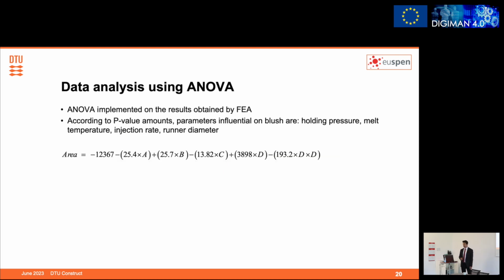Yes, and as a result of the statistical analysis that we did, we get this prediction equation, which can help us to predict the area of blush defect without doing a simulation. It's not that accurate. The accuracy of this equation is almost 75–80%, but still good. A is melt temperature, B is injection rate, C is holding pressure, and D is runner diameter. So if we replace these letters with the amounts that we want, we can get the area of blush defect.